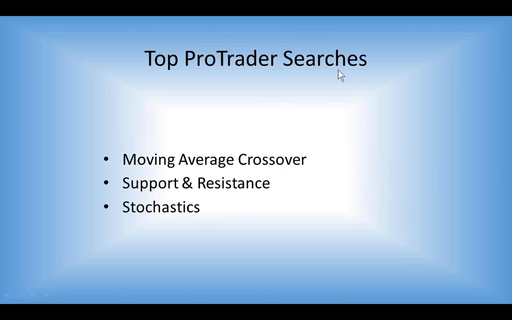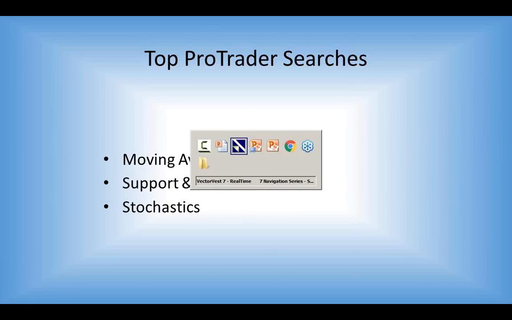What else? ProTrader types of searches we can look at: moving average crossovers, support and resistance, and stochastics. These are some of the searches that can be used from a technical standpoint to find you the stocks that are meeting those criteria. Let's go back into the software now. All right.